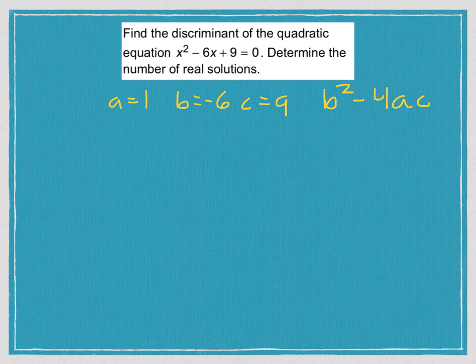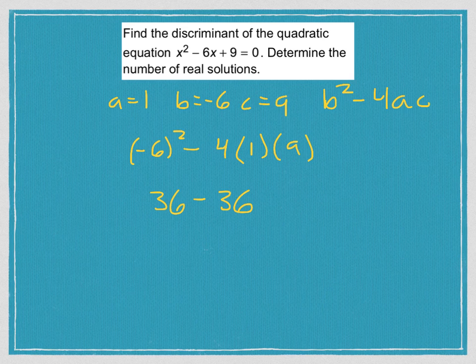So negative 6 squared minus 4 times 1 times 9. What's negative 6 squared? 36. And what is 4 times 1 times 9? 36. So it gives you 0. So how many solutions do we have? 1 real solution.